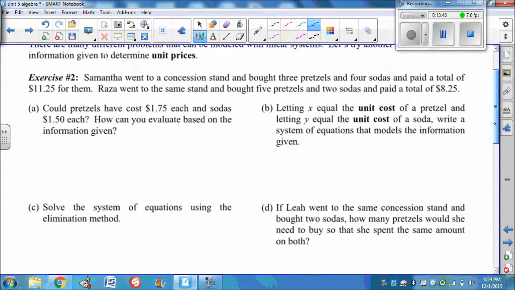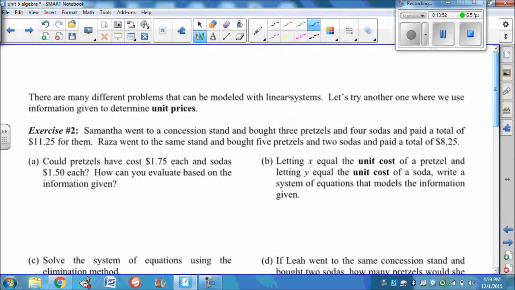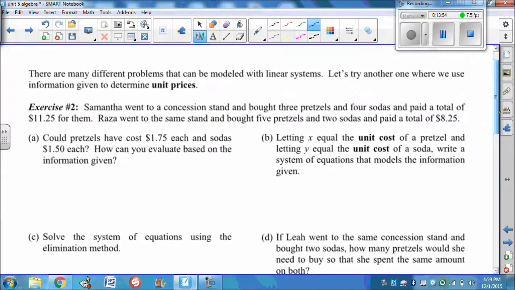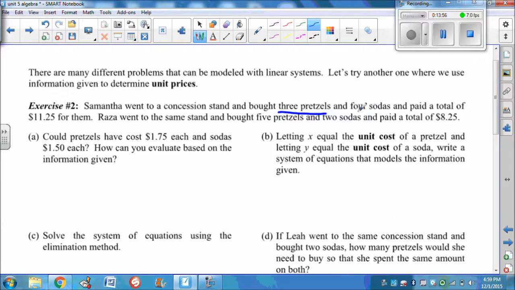It says Samantha went to a concession stand and bought 3 pretzels and 4 sodas and paid a total of $11.25. And Raza, I'm not sure how to say her name, went to the same stand and bought 5 pretzels and 2 sodas and paid a total of $8.25. It says, could pretzels have cost $1.75 each and sodas $1.50 each? How can you evaluate based on this information?